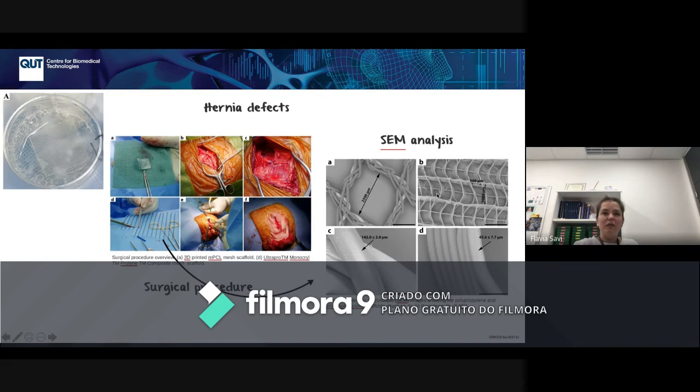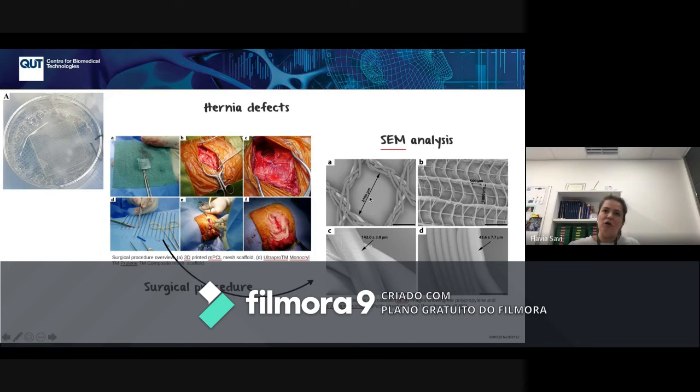And figure B is the PCL scaffold. You can see that it has a smaller pore size, and also the size of the fibers is very different. The polypropylene has a much larger fiber, and the PCL has a much smaller fiber size. So this geometry is very important, because, for example, think about the cells going into this mesh, and think about the cells going into this PCL scaffold.